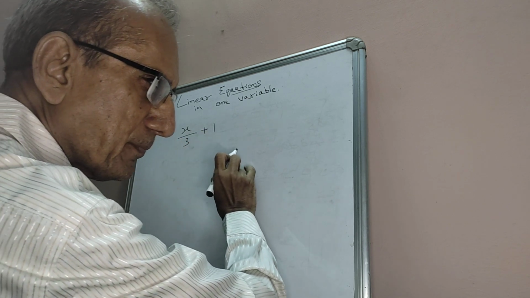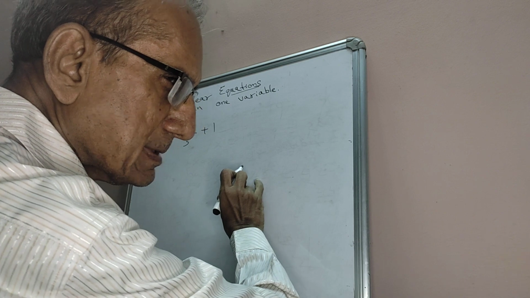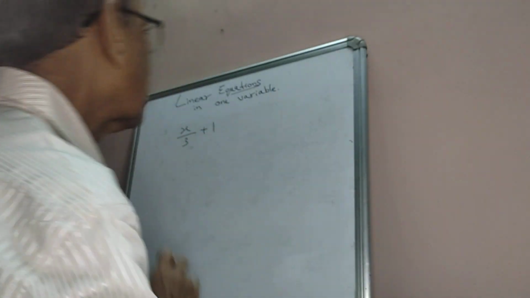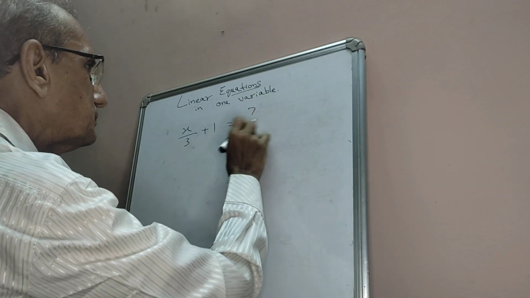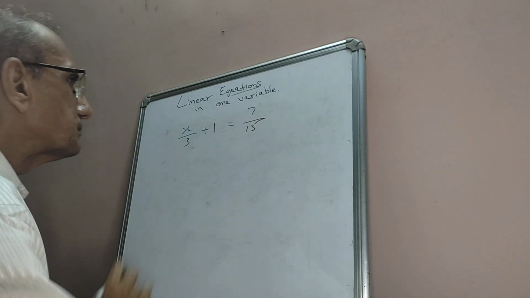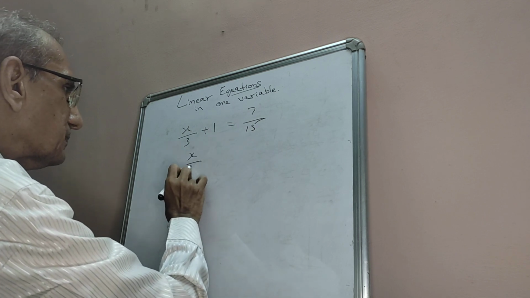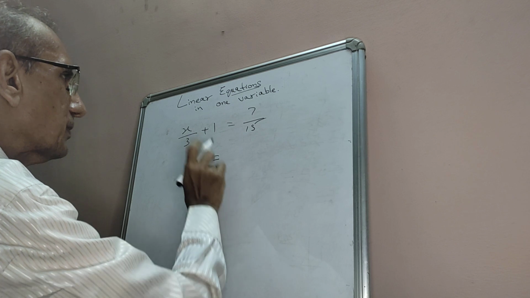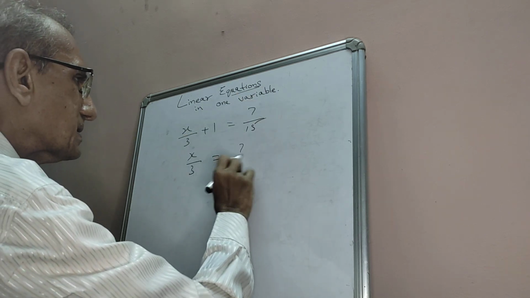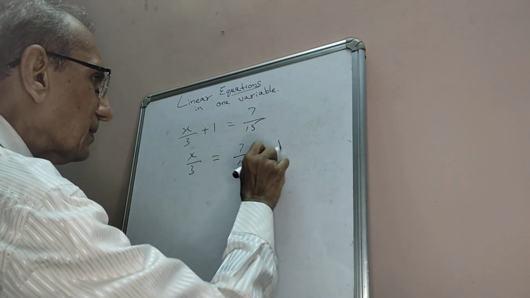Is equal to 7 by 1.5. No, 7 by 15. Okay. How do you solve this? This is nothing but x by 3 is equal to transpose. You get 7 by 15 minus 1.